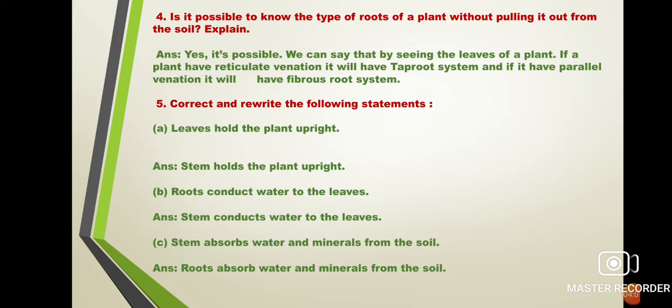Next, correct and rewrite the following statements. A: Leaves hold the plant upright. No, leaves don't hold the plant upright, but the stem holds the plant upright. B: Root conducts water to the leaves. No, stem conducts water to the leaves. C: Stem absorbs water and minerals from the soil. No, root absorbs water and minerals from the soil.